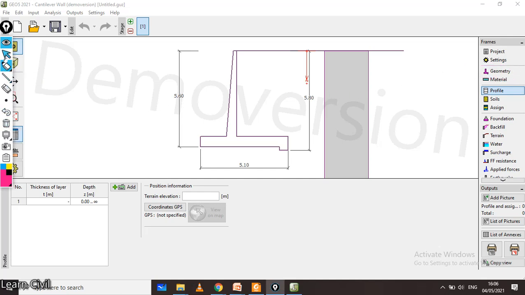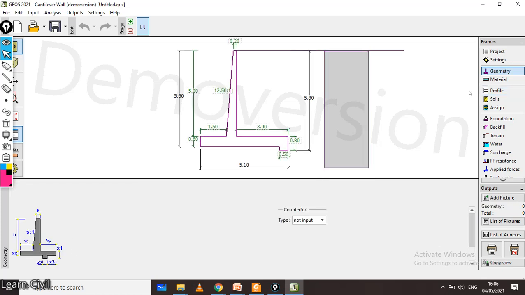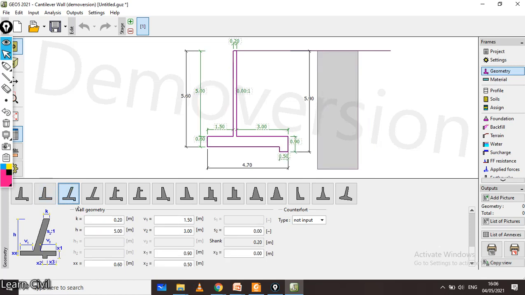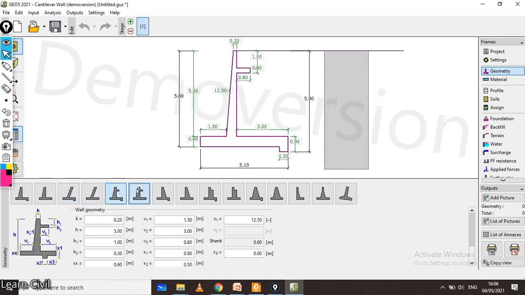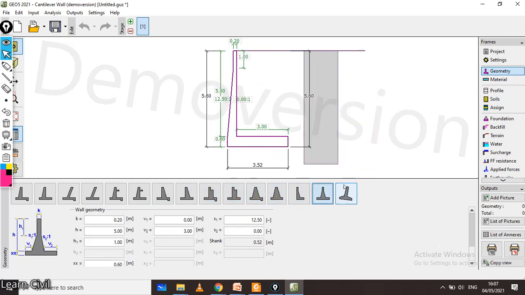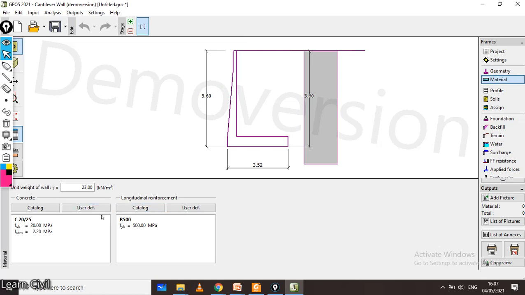You can see here, I'll show you. Different types of retaining walls are available. This type of inclined wall is available here, a lot of types of retaining walls are available here, so you can select any one. Then material is here, you can provide the unit weight of material which will be retained by your retaining wall. Here you can provide the unit weight.